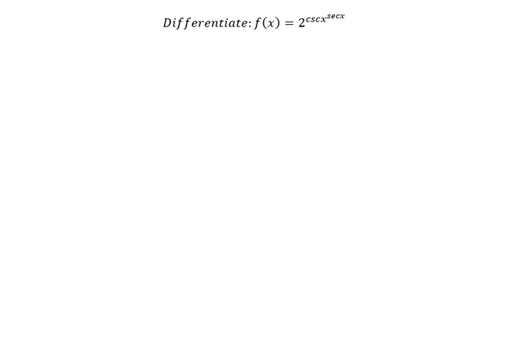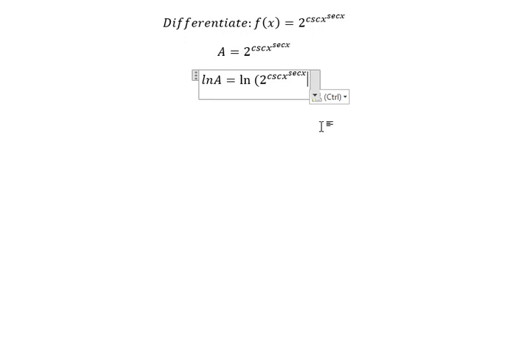First, we put capital A equals this one. Later, we use the natural log. So you got ln of this one. Because they have the power on the number 2, so we got cosecant of s to the power of secant of s.